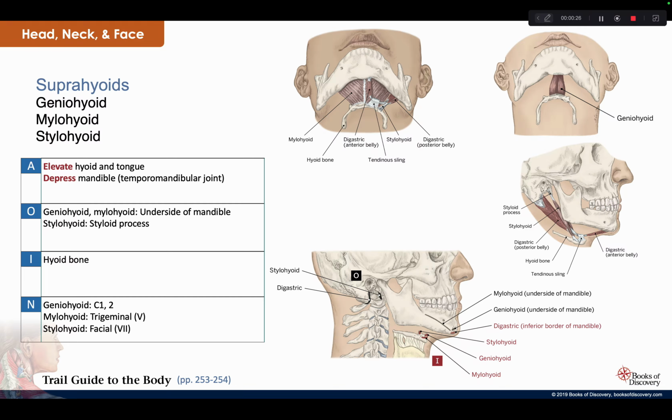Right, so you have your suprahyoids. Remember what supra means? Like superior kind of. So we have our geniohyoid, mylohyoid, and stylohyoid. All right. So the suprahyoid muscles are responsible for elevating the hyoid and the tongue.